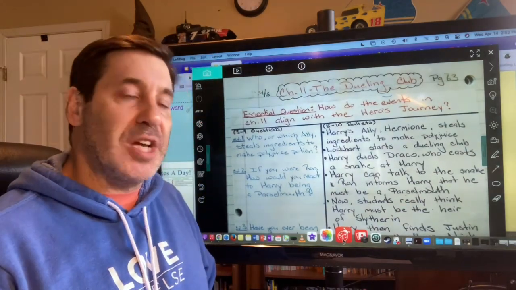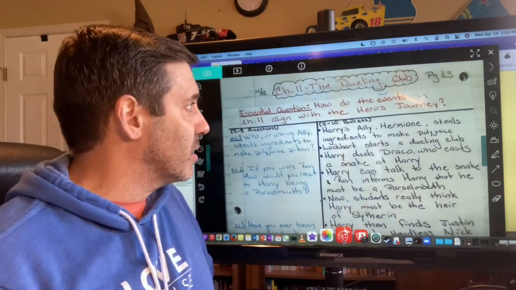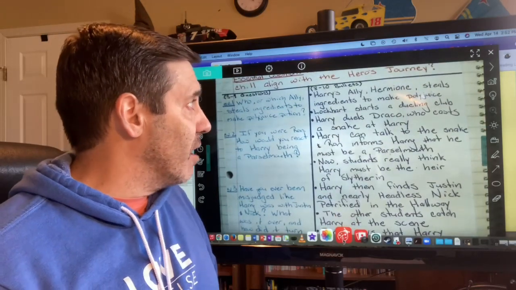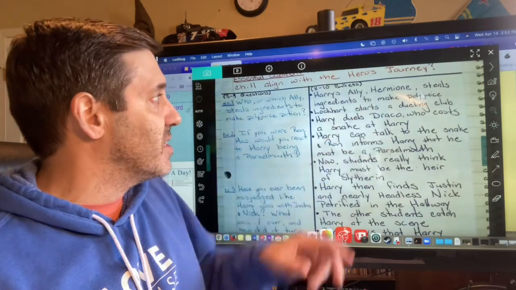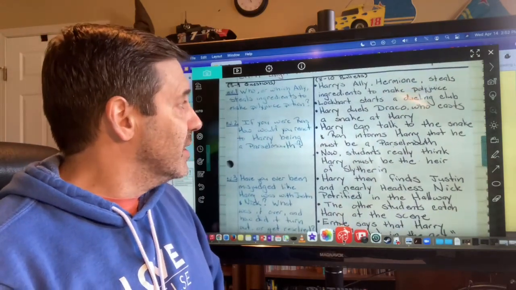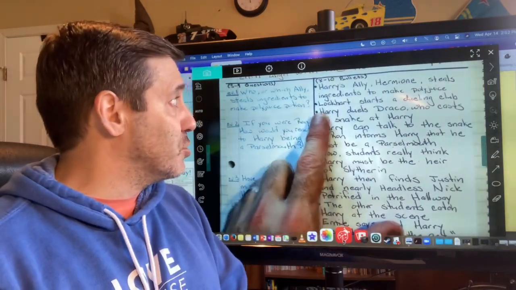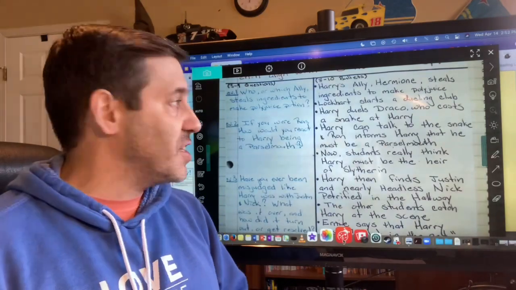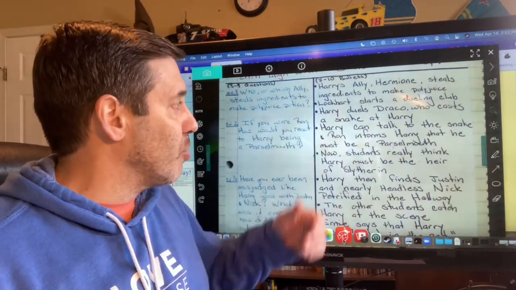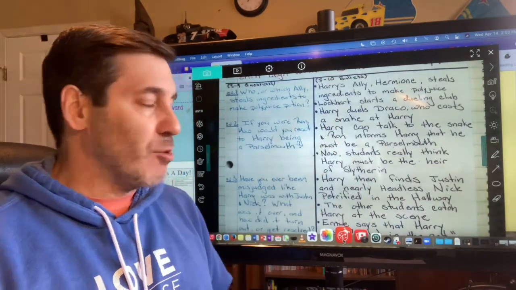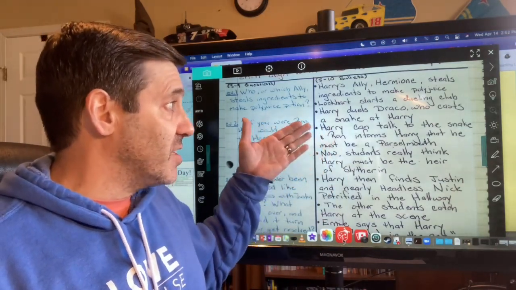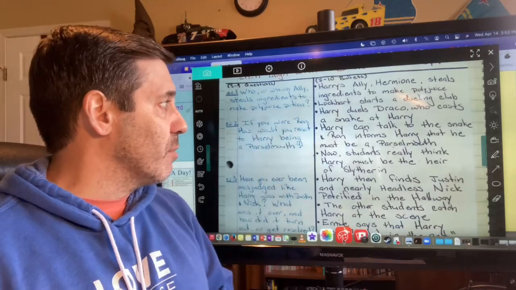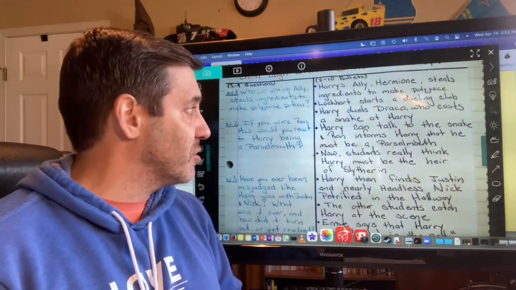So if you remember, chapter 11 was called the Dueling Club. This is where Harry, Hermione, and Ron have to steal the ingredients to make the Polyjuice Potion. Professor Lockhart starts his dueling club with Professor Snape. Harry has to duel Draco there at the Dueling Club. Draco casts a snake at Harry. We find out that Harry can talk to snakes, and Ron informs him that he must be a Parselmouth.